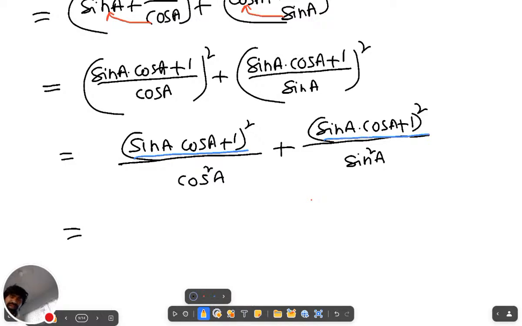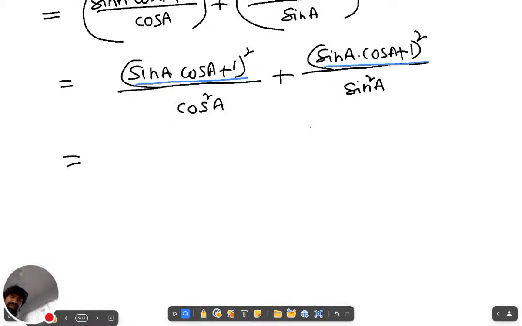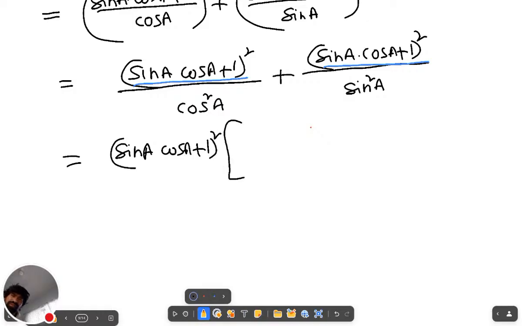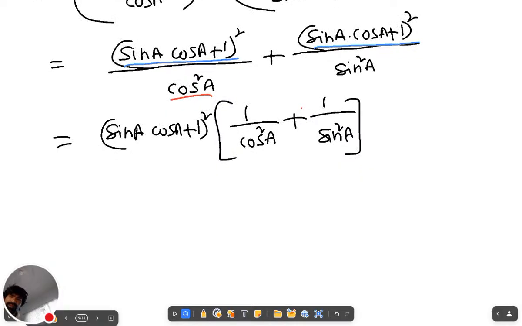Now let's take it common from both the terms. So you can take sin A cos A plus 1 whole square common. So if you take common, now here we will have 1 by cos square A plus here we will have 1 by sin square A.